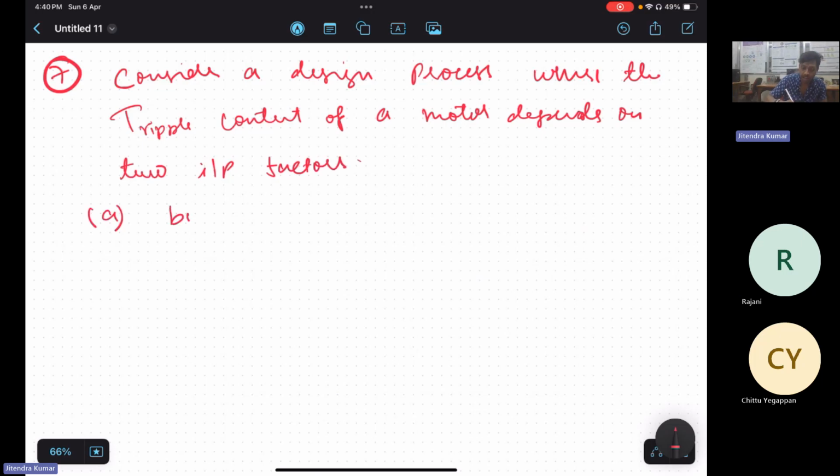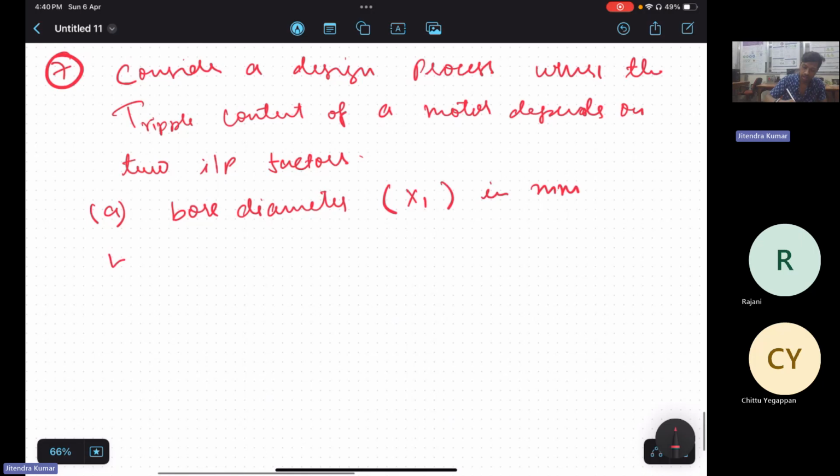One factor is bore diameter, which is represented with x1 in mm. The second factor is operating speed, x2, in meters per second.